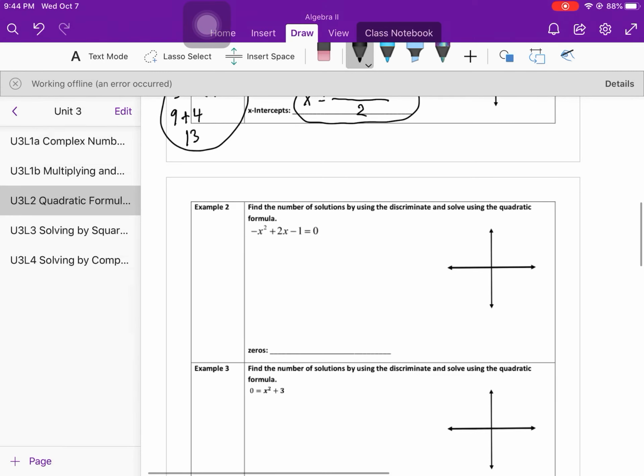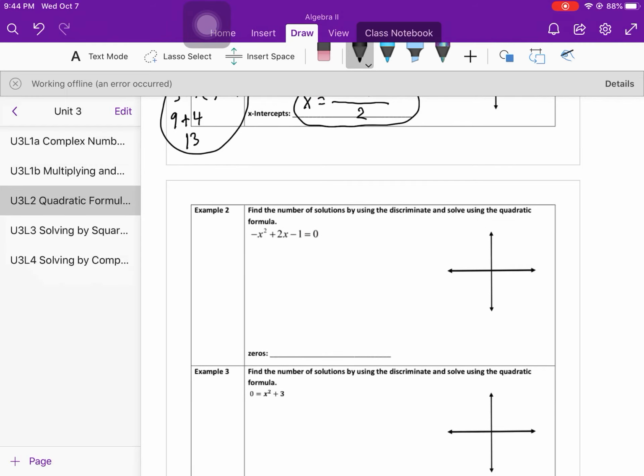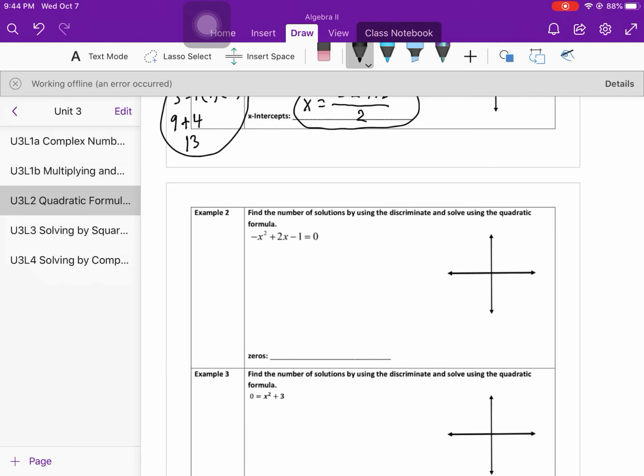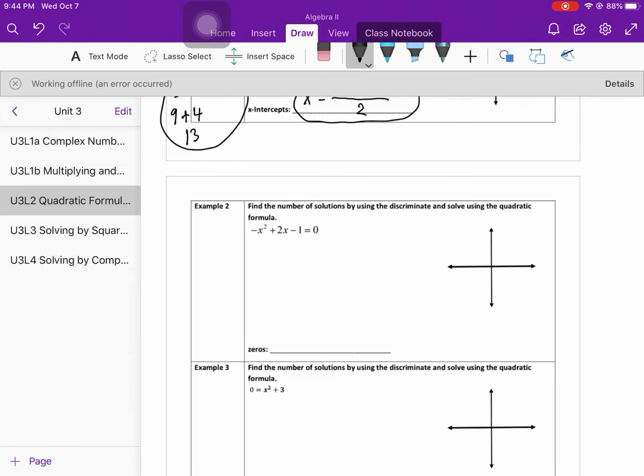Okay, let's go ahead and do the next one here. Find the number of solutions by using the discriminant and solve using the quadratic formula. Okay, so for this one, I'll do the discriminant process one more time. So remember, it's b squared minus 4ac. So this is our b, this is our a, and this is our c.